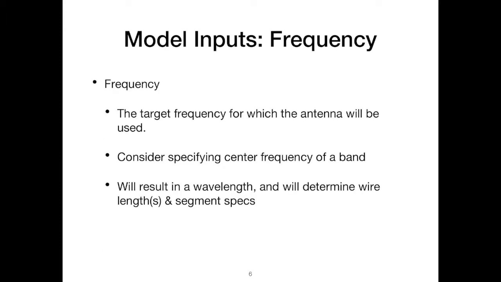All right. So, frequency. I'm going to dive in just a little bit into some of these topics here. Frequency, you have to know what your target is. That's going to influence the length of your wires, and a lot of the physical characteristics of the antenna. If you're going after a frequency band, then consider putting your specification in as the center of that band, the center frequency. Usually these tools give you, you put in a frequency and it tells you what the wavelength is.